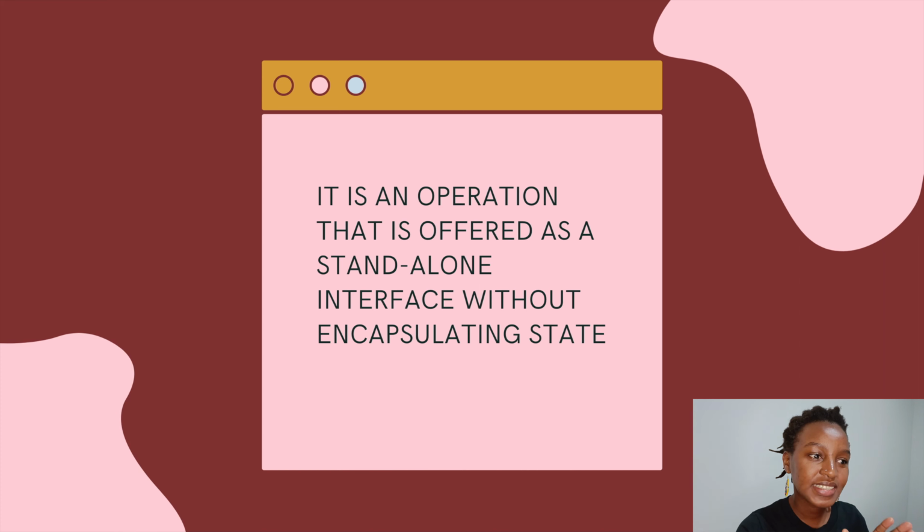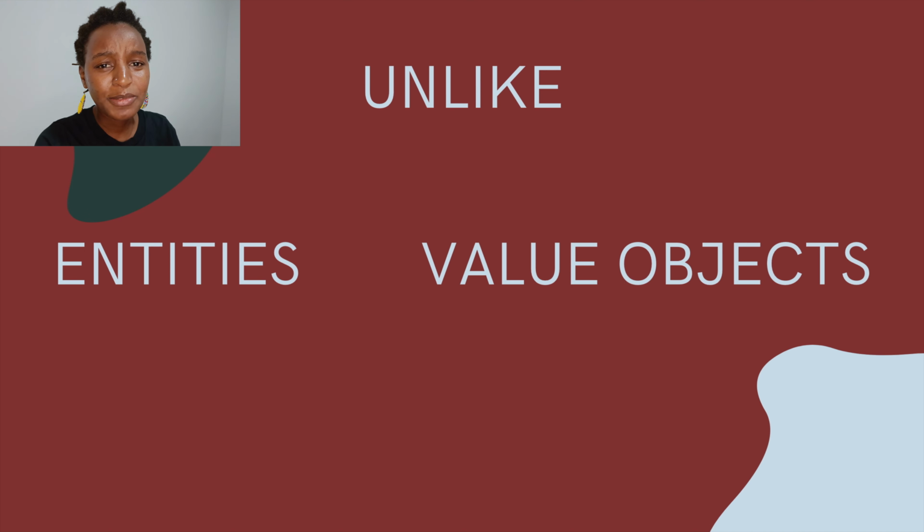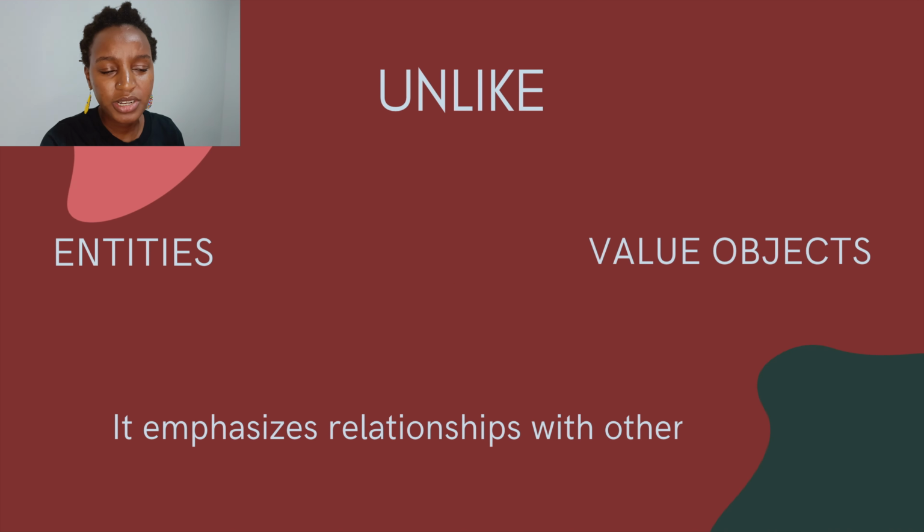Ideally, a service is an operation that is offered as a standalone interface without encapsulating state. You should never have state in your service. This is very key, unlike what we have for entities, unlike what we have for value objects. So what do they do instead? They're mostly there to emphasize relationships with other domain objects.